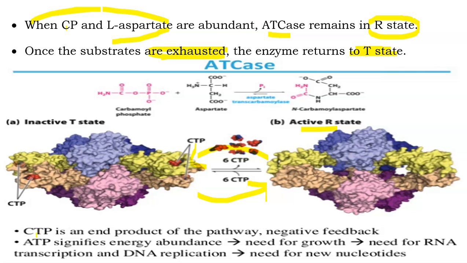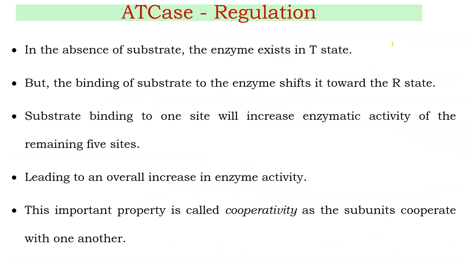Here there is interchange between the active state and the inactive state. So by the binding of CTP, what happens? There is a negative feedback effect, which means the molecule inhibits its own reaction. Actually this reaction is intended for the synthesis of CTP. If CTP is coming and binding to the enzyme, what does it mean? That CTP is present in much quantity, no need to synthesize further CTP. That is why it is inhibiting its own reaction, which is also called feedback regulation. We'll see that later. But remember, whenever the substrates are exhausted, the enzyme returns to the T state.